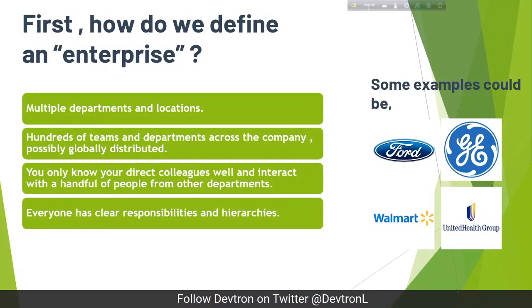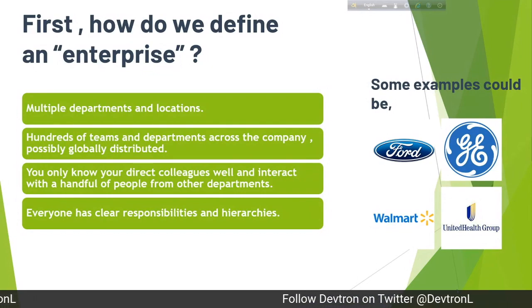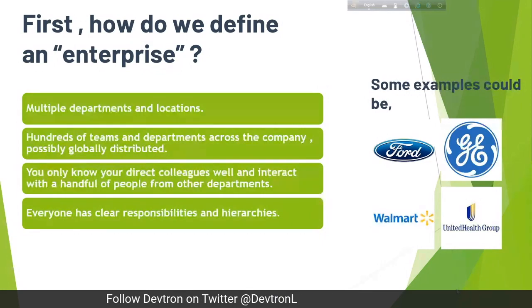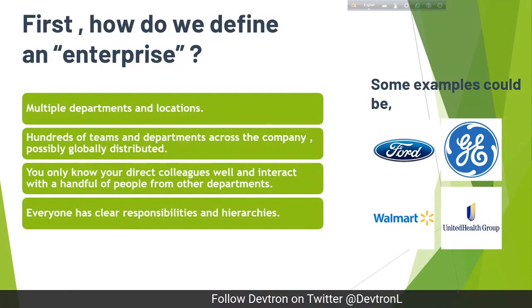Multiple departments, multiple locations, spread geographically across the world, hundreds of teams and departments. You might only know your direct colleagues and have interacted with only a handful of people. Everyone has very clear responsibility and hierarchy. This is what an enterprise is like. Some examples could be Ford, General Electric, Walmart, United Health Group. These are some of the well-known enterprises.